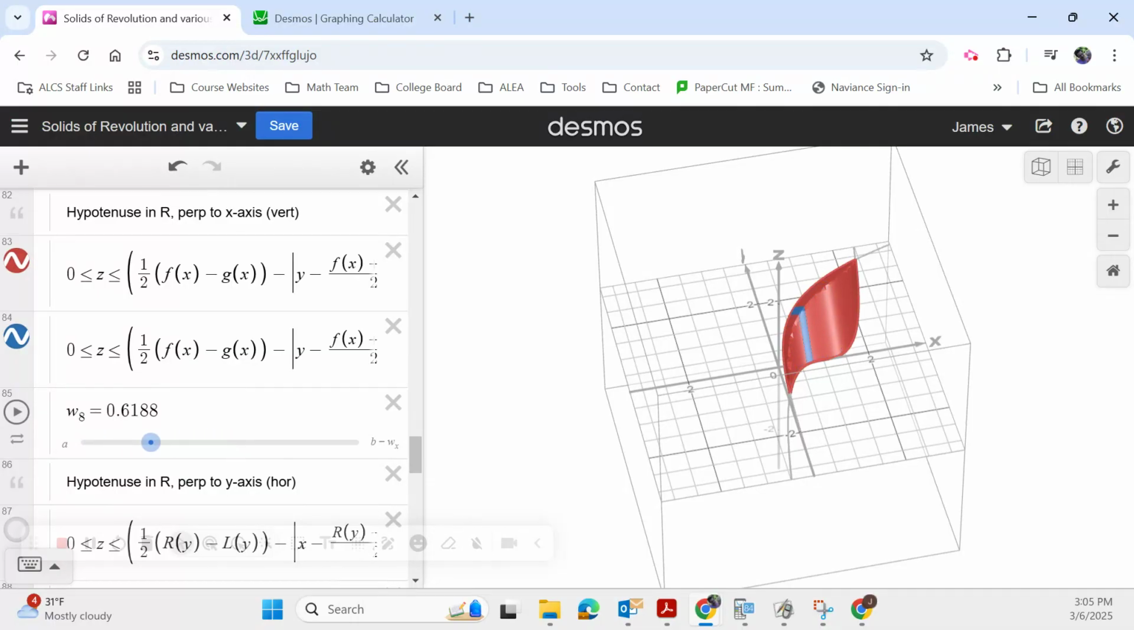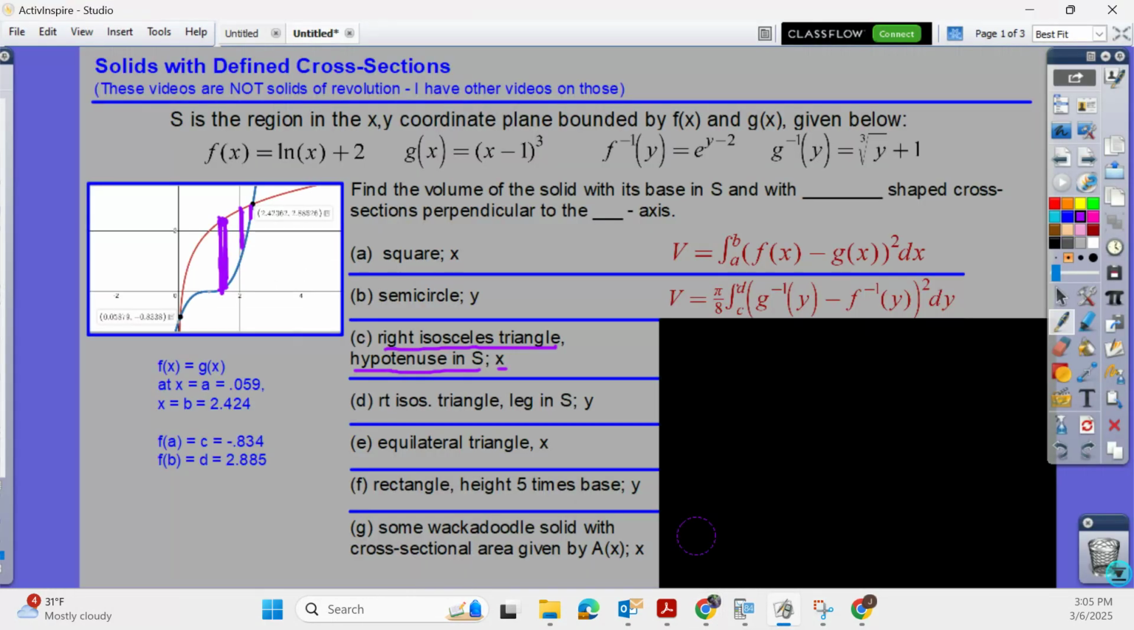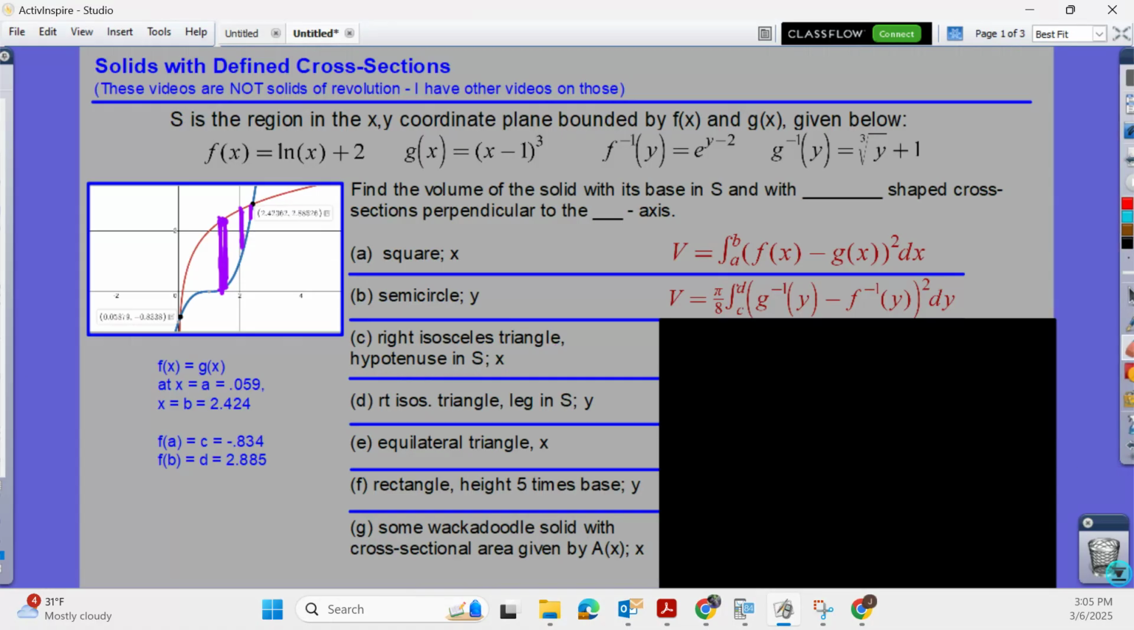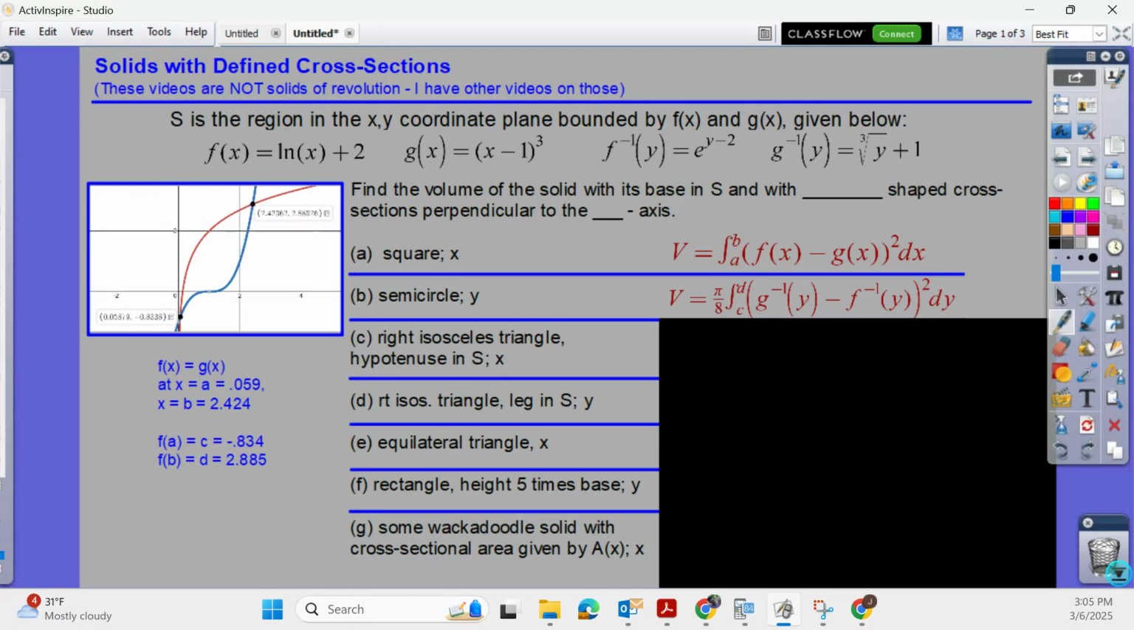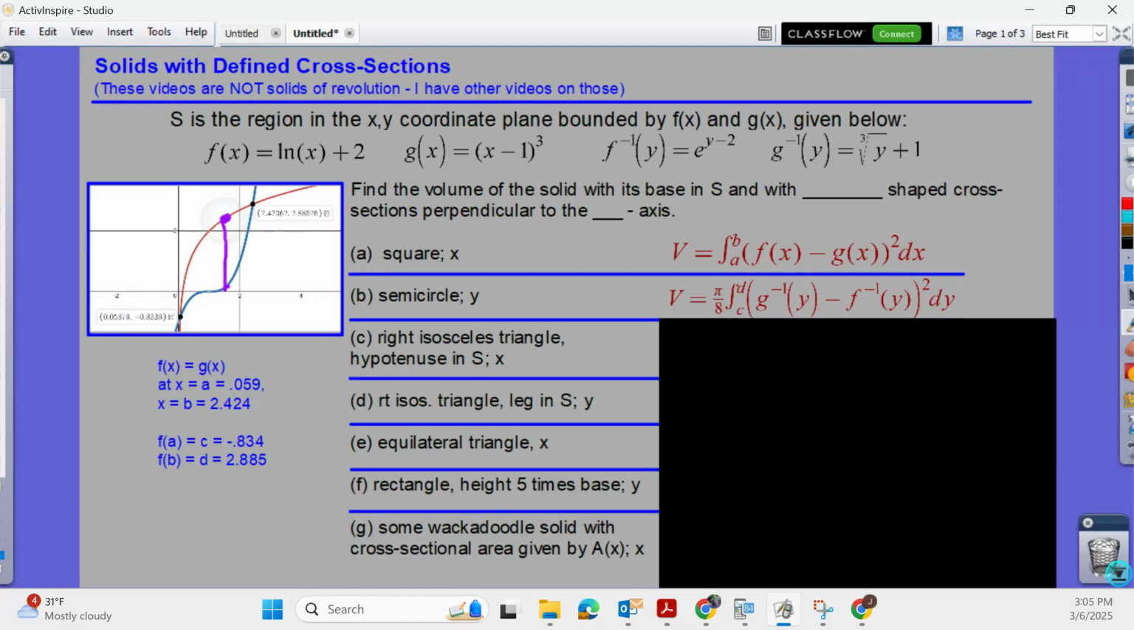All right, so how to compute it? Well, we are perpendicular to that x-axis again. So you want to ask yourself, are we going vertically or horizontally? And we already kind of said, right? If you look over here in the region, it was vertical, perpendicular to the x-axis. The top curve minus the bottom curve, f minus g. This function minus this function is going to give us that distance for the hypotenuse.